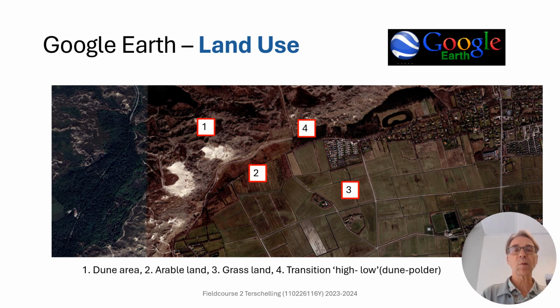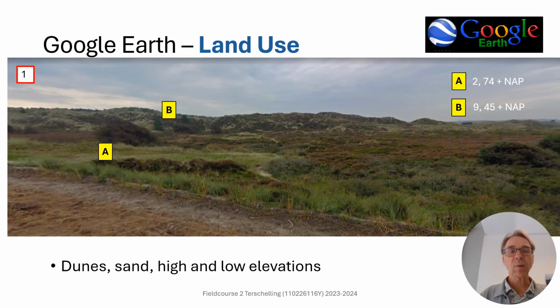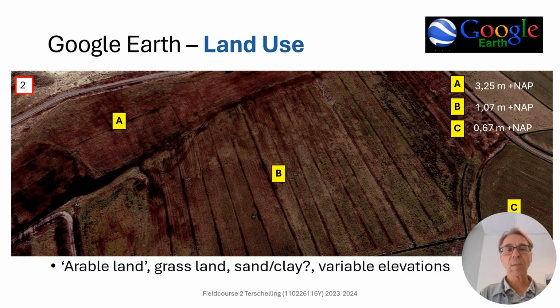So let's take a closer look at those ones. So here in number one, we're in the dune sand, high and low elevations. You can see that elevations can be measured as high as almost 10 meters in the distance, up to less than 3 meters in the foreground. So we have this sort of relief-like terrain, which is typical for the dune landscape in Terschelling.